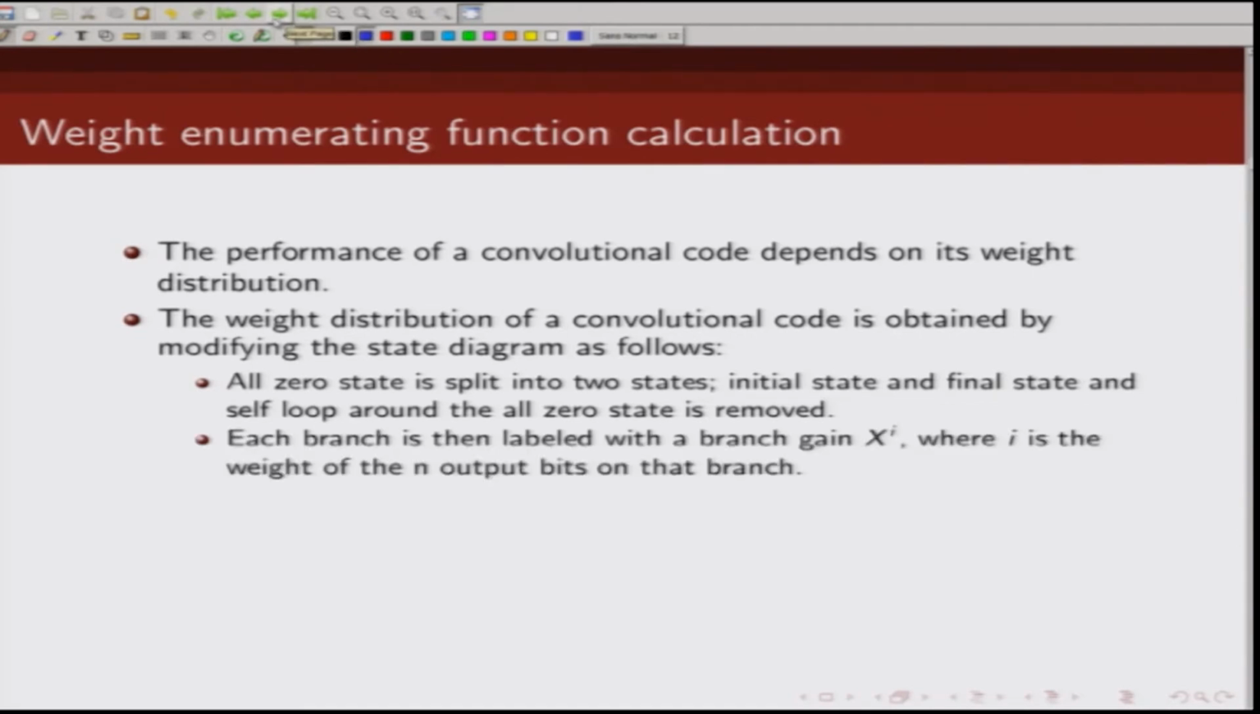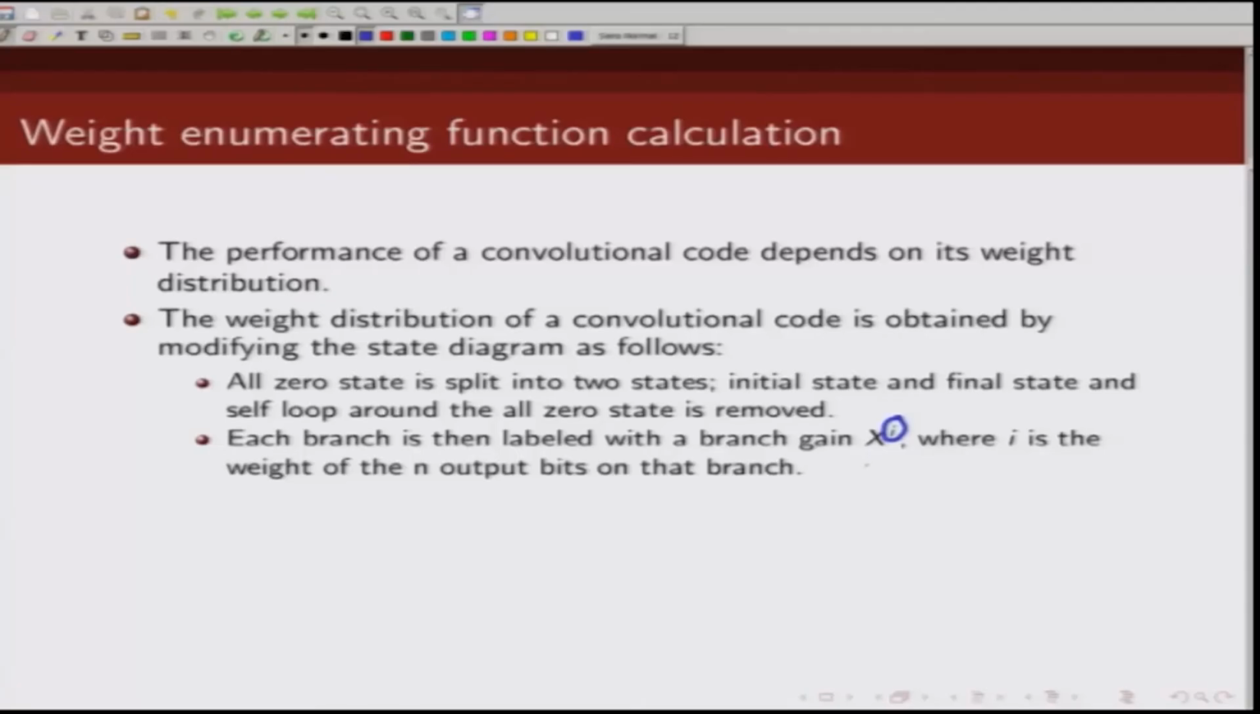Next, each branch linking one state to another will be labeled by the output weight of the codewords. We are going to denote it by x raised to the power I, where I is the weight of the coded bits. So, for example, if we make a transition from state 0 to state 01 when an input 1 comes and the output is 1 1, then since the output is 1 1, we will label that branch by x raised to the power 2.